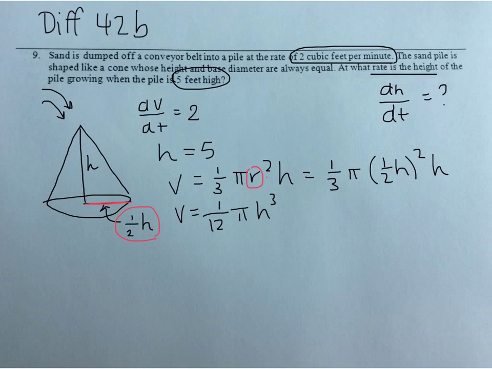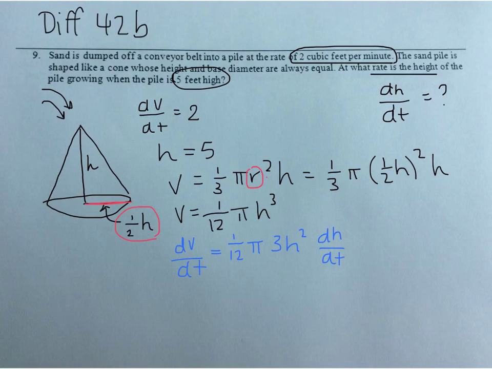It's got a V and an h. Both of these variables I care about. They're both changing. I either know or want the rate. So we differentiate. The derivative of volume is dV/dt. 1/12 pi is just a coefficient, so it stays there. The derivative of h cubed is 3h squared dh/dt.